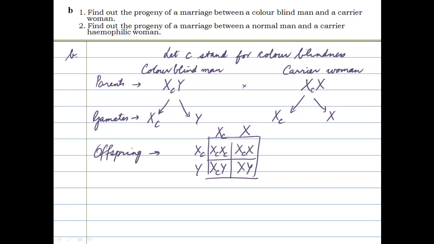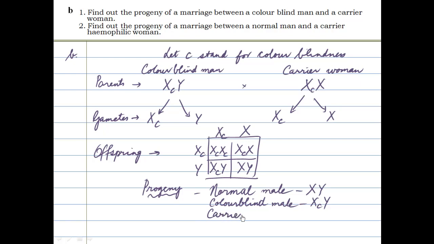So the question says, find out the progeny. So here you can mention that the progeny is basically another word for the offspring. You will have a normal male, which is XY, a colorblind male, which is an XCY, then you'll have a carrier female, which is an XCX, that is this one.